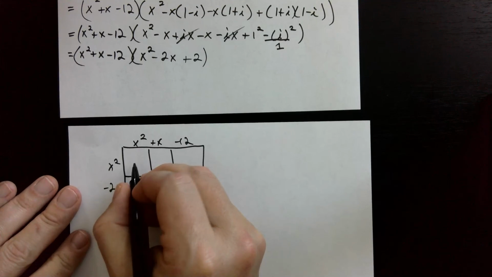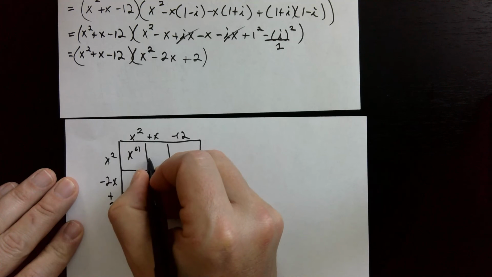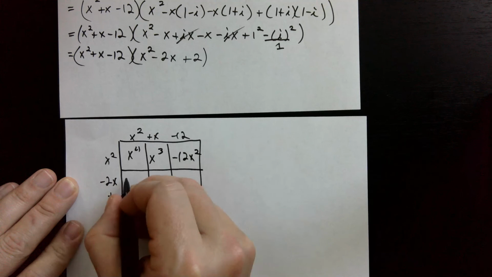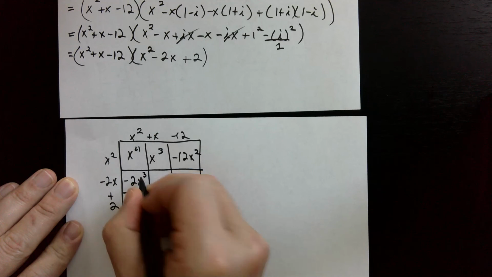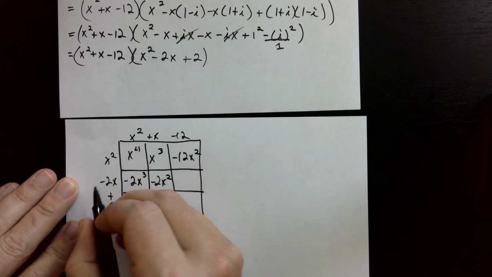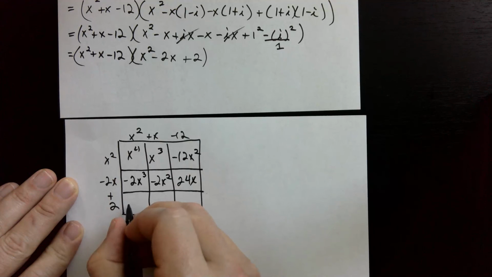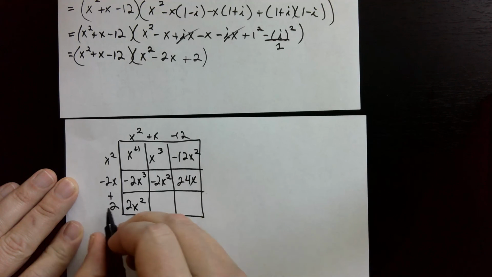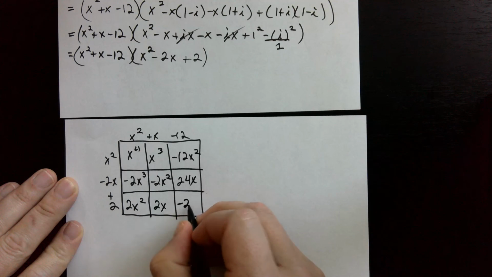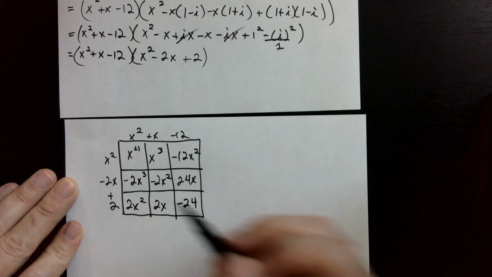So let's multiply that through. That becomes x to the 4th, x to the 3rd, negative 12x squared, negative 2x cubed, negative 2x squared, positive 24x, 2x squared, 2x, and negative 24. Notice the diagonals will be where you have your like terms, so that's nice.